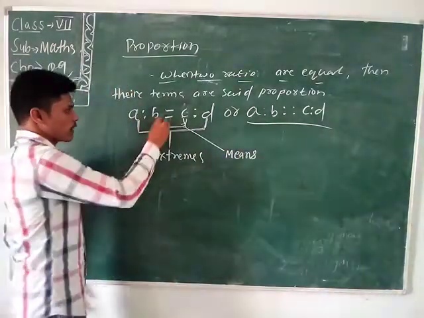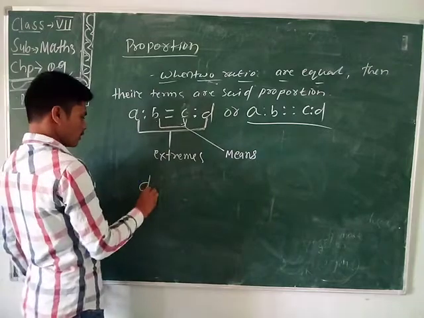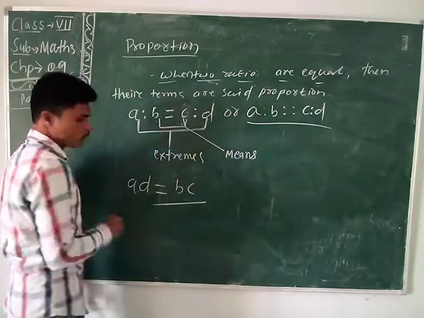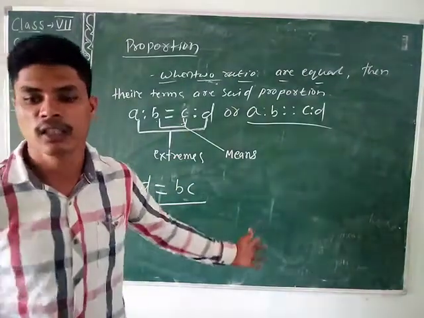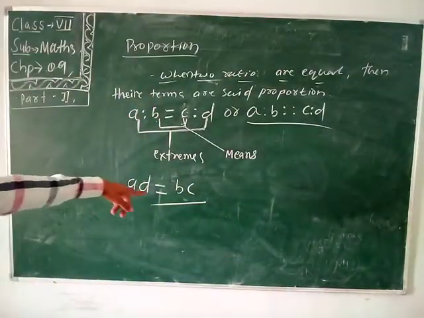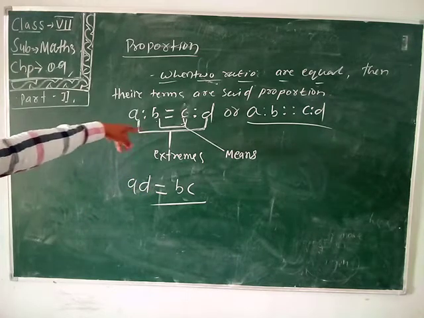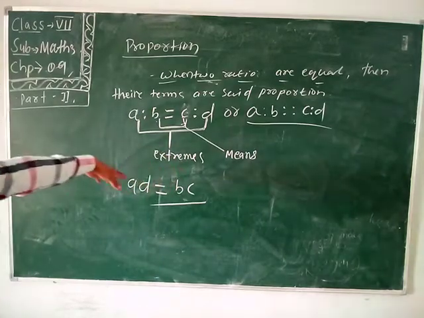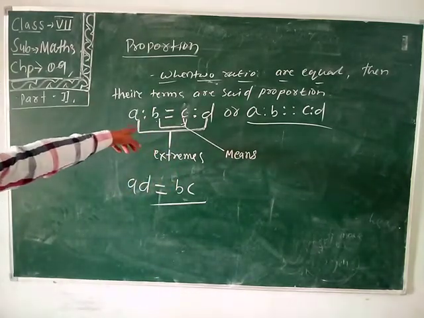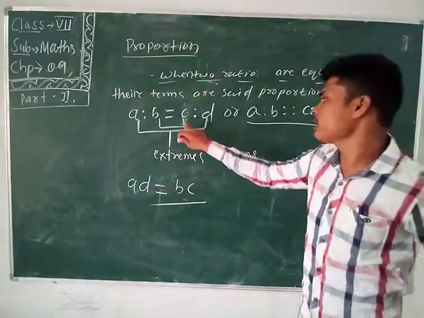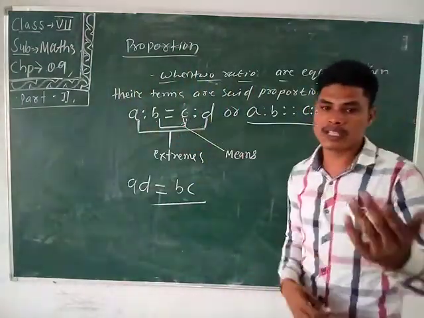When we multiply, AD equals BC. When AD equals BC, then they are called proportions. A is to B equal to C is to D, then A and D are known as extremes, and B and C are known as means. Clear about extremes and means? Now we check examples.